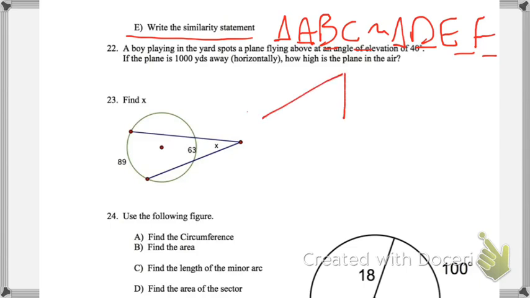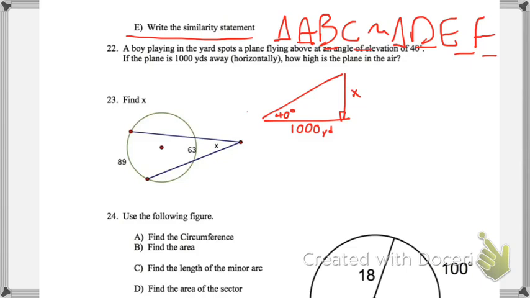22 is you got this boy looking up at 40 degrees. So there's our 40-degree angle. He's 1,000 units away. What's our unit? Yards. So he's 1,000 yards away. And this thing going up in the air perpendicularly, as all things are. Elevation is what I'm looking for of the plane up there. So that's going to be my big X.